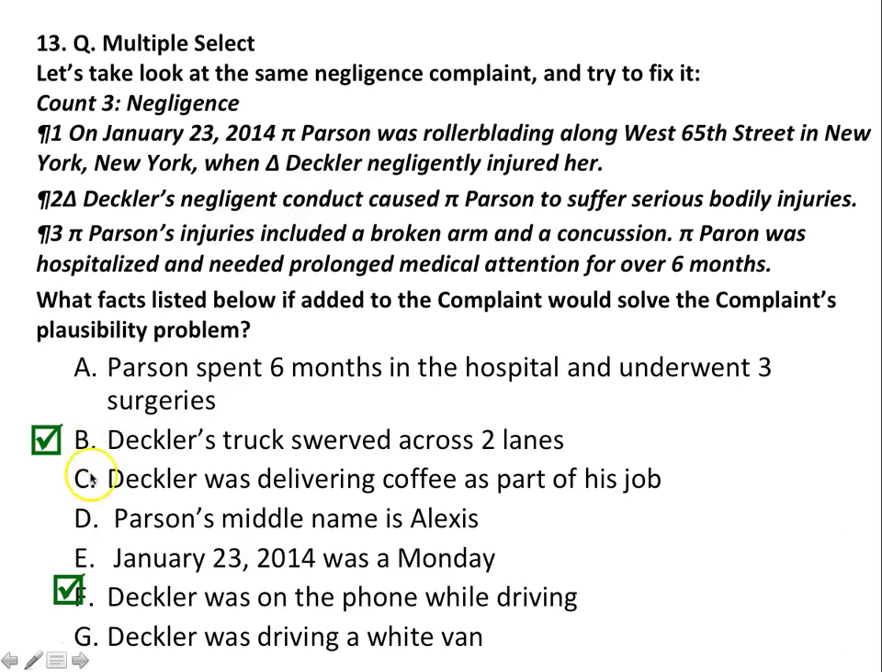Because if we add B and F, now the defendant knows exactly what negligent conduct we're alleging. He swerved across 2 lanes, he was on the phone. So if these concrete allegations were added to the complaint, it would solve the plausibility problem. So notice the plausibility issue is not just that you add a whole lot of facts. The key is whether you have facts that back up each element. When the court looks at the complaint, it can find concrete facts which, when presumed as true, give a reasonable inference that plaintiff can recover.